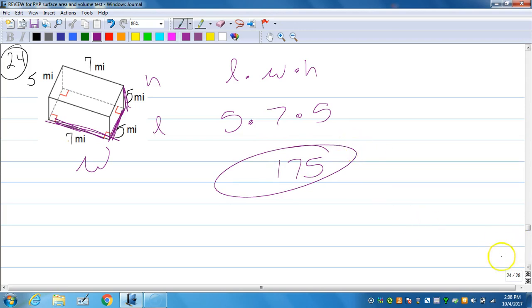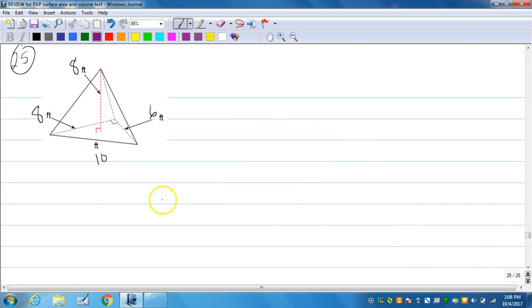Alright? A pyramid. Pyramids are capital B, little h, divided by 3. Here is my base.